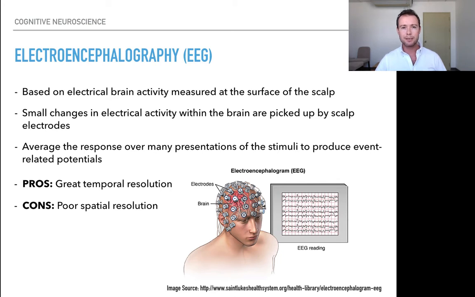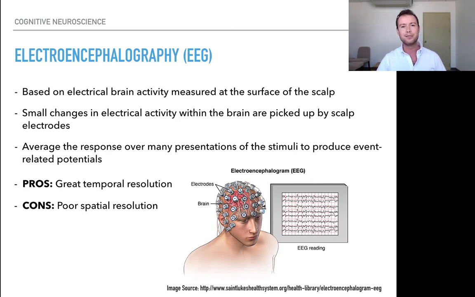In this regard, evoked response potentials produce very precise temporal measures of brain activity. So they're accurate to within milliseconds. So you can know precisely when regions are responding to stimuli. However, one of the limitations of EEG is that the spatial resolution is poor. So it's hard to tell exactly which region is active.